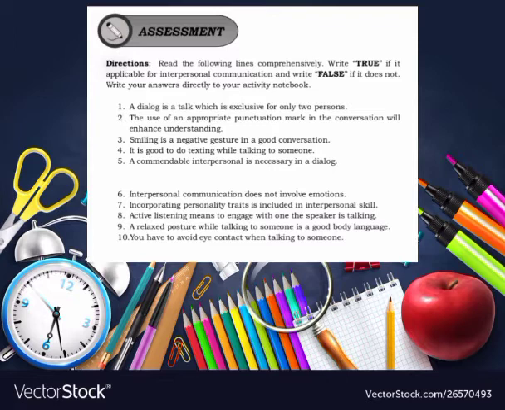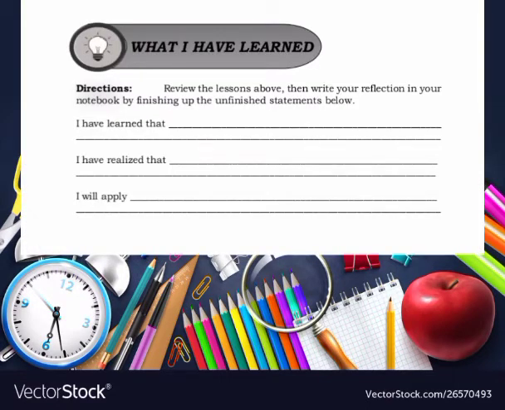Number 7. Incorporating personality traits is included in interpersonal skill. The answer is true. Number 8. Active listening means to engage with what the speaker is talking about. The answer is true. Number 9. A relaxed posture while talking to someone is good body language. The answer is true. Number 10. You have to avoid eye contact when talking to someone. The answer is false.